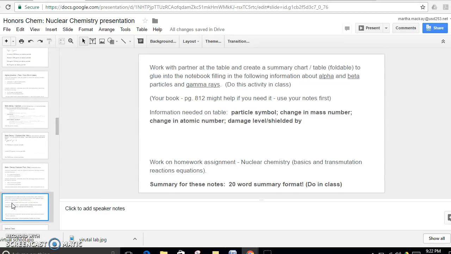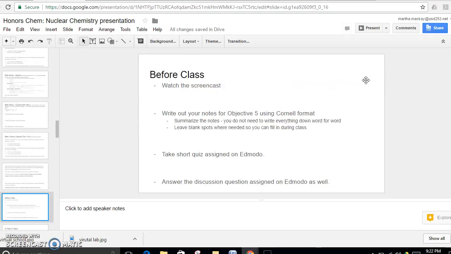This last page right here, you will work with a partner at your table and create a summary chart. Basically, you're going to make your own foldable comparing alpha, beta, and gamma rays. This activity we are going to do in class, but you need to leave room for it. So after you write down your examples for beta decay and beta capture, you need to just leave the rest of it blank so that we can fill stuff in.